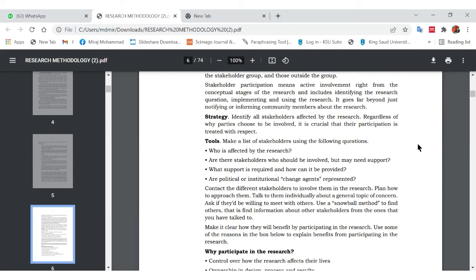So then you have to talk to them individually about a general topic of concern. You have to ask if they are willing to meet with others. You have to use a snowball method. Now, the snowball method is basically a method of non-probability sampling. When I teach you research methodology, meaning statistics, it is a part of that. So how does the snowball method work?